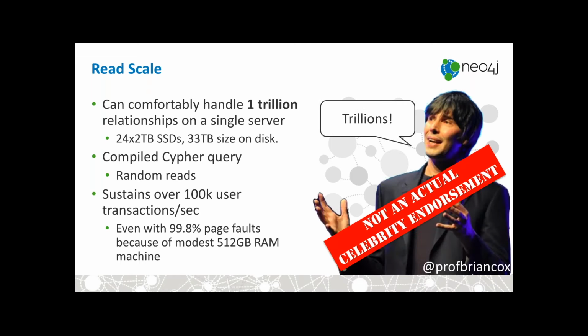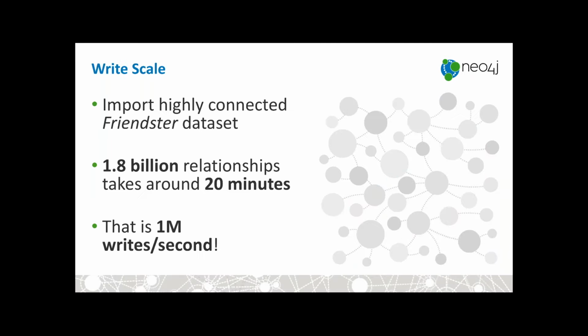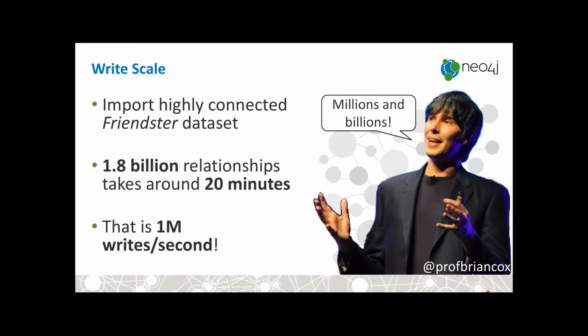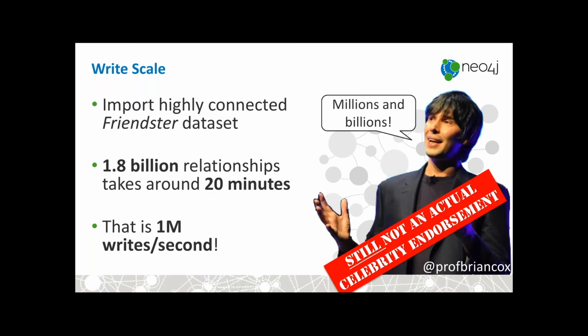That's not an actual celebrity endorsement, particularly because Professor Cox also appeared at a different databases conference, so this is a bit cheeky. Write scale, we imported the Friendster data set. It's about 1.8 billion relationships. It takes about 20 minutes. That's about 1 million writes a second. Millions and billions. This is very, very performant.